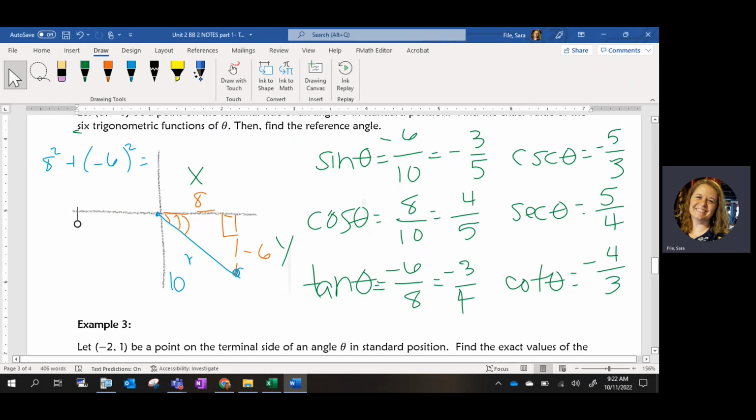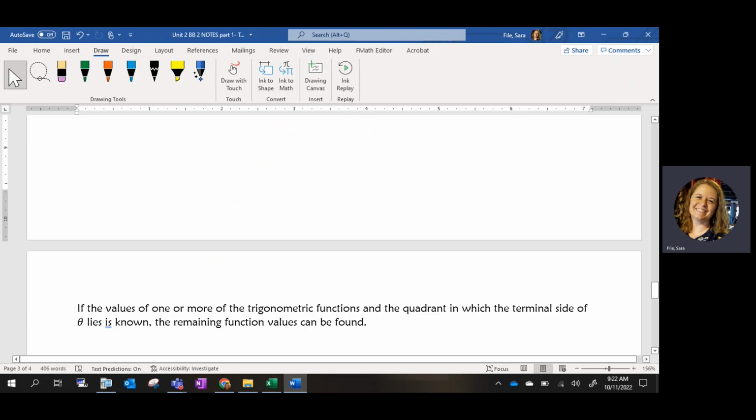Okay, trying to get the screen to move up. Oh, there we go.